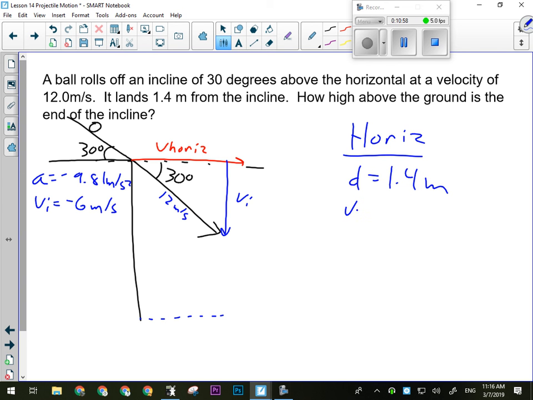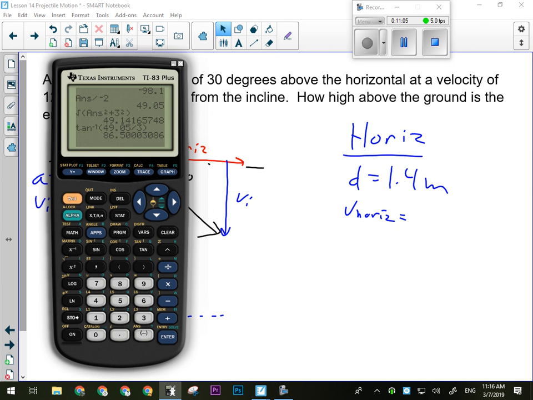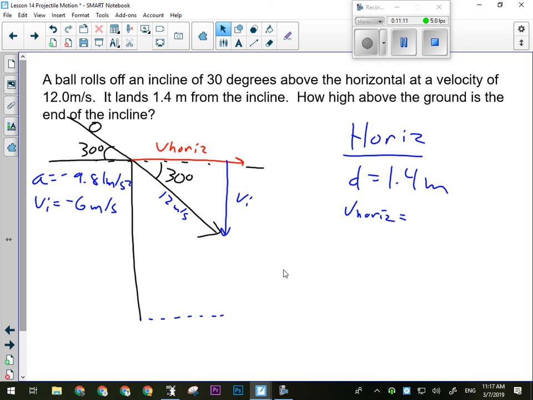And we can calculate V horizontal here at the same time. So that'll be the cos of 30 times 12. So we're looking at 10.39 meters per second. We're looking for how far above the ground the end of the incline is. So we're looking for the height. In other words, what's the vertical displacement here?